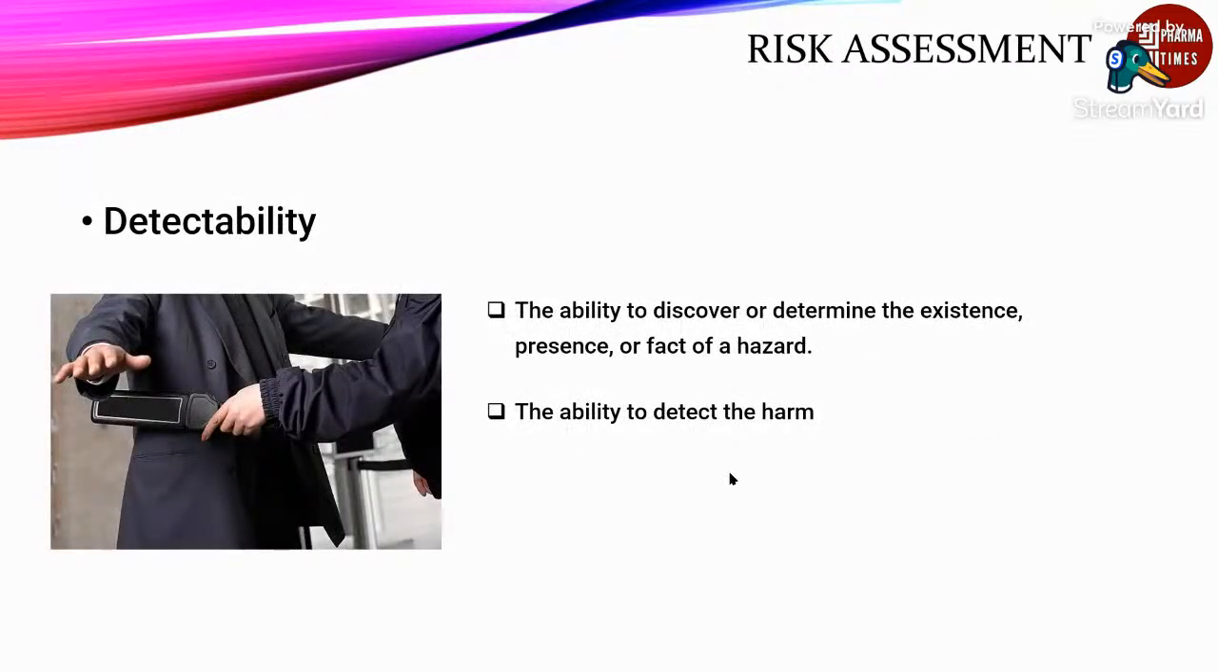Then detectability. Probability means the occurrence. For that occurrence, what is the impact? That's called severity. And how we can detect the risk is called detectability. It is the ability to detect the harm, meaning whenever a hazard is happening, we detect it, or we can say that if we have some controls, the risk is detected. So it is the ability to discover or determine the existence, presence or fact of a hazard.